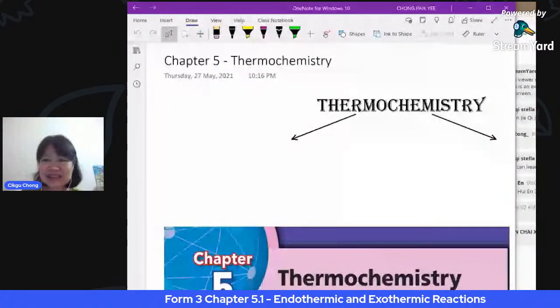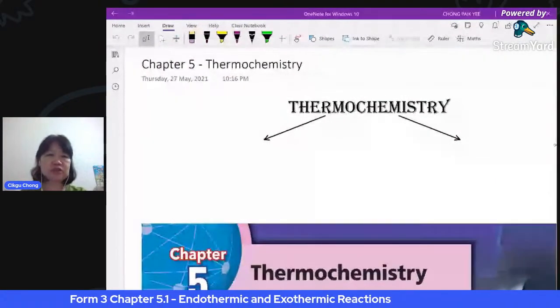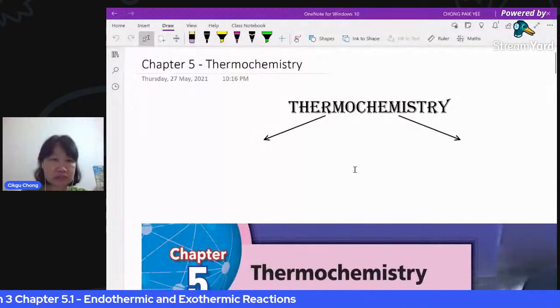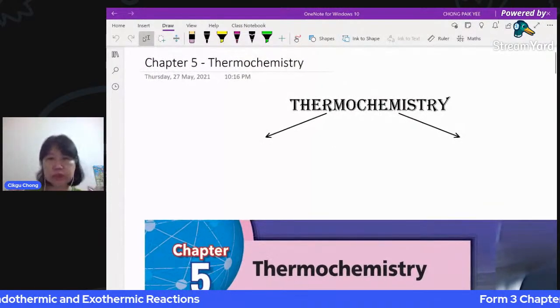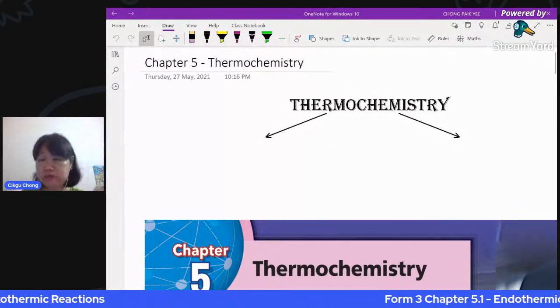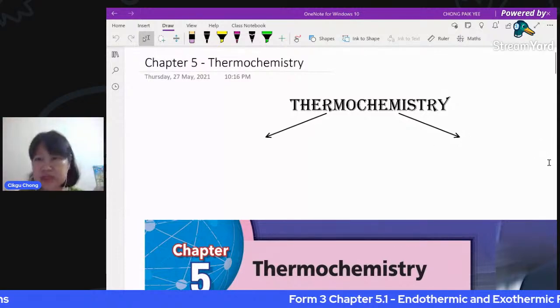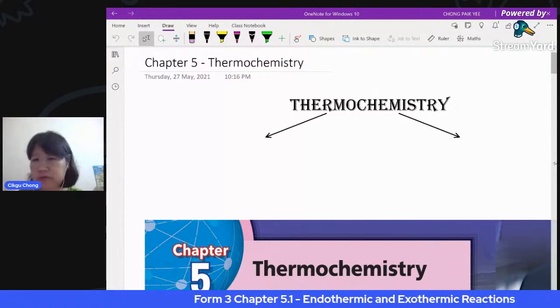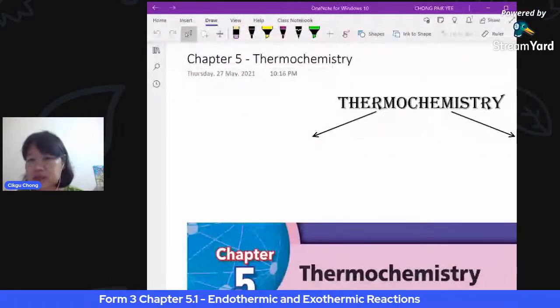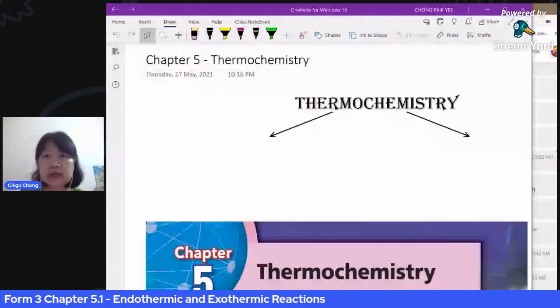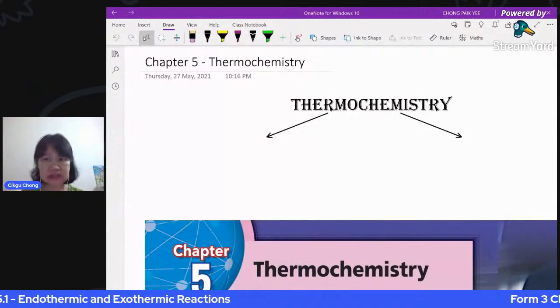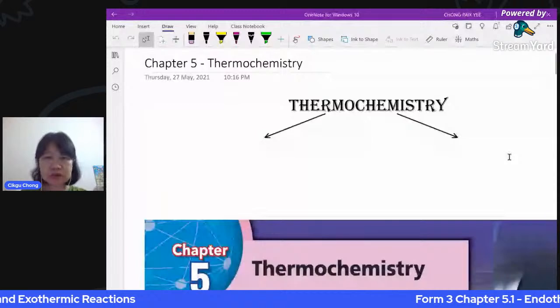Let's start with this lesson now. Thermochemistry. So, what is the meaning of thermochemistry? This is actually one branch of chemistry. If you go to Form 4 chemistry, you will learn this as well. Form 4, or I can't remember Form 4 or Form 5 because of the new syllabus. So this lesson in Form 3 is an introduction, so you have a little bit of knowledge before you go to Form 4.